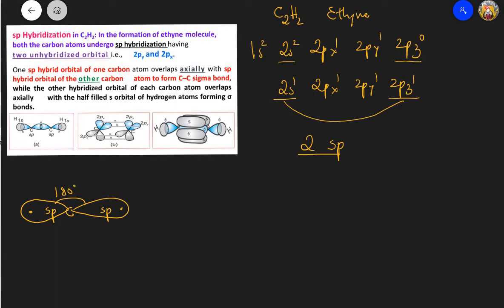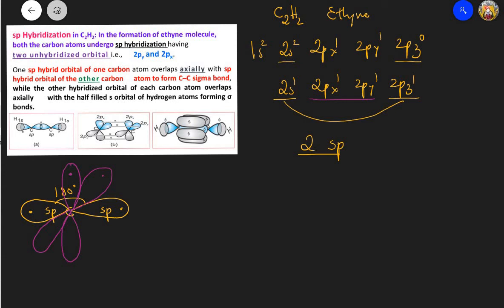What about the remaining two? The remaining two are nothing but 2px and 2py. The px orbital I can write in this manner, having one electron here, and the remaining 2py I can write here, again having one electron. So this is the picture with respect to one carbon atom.